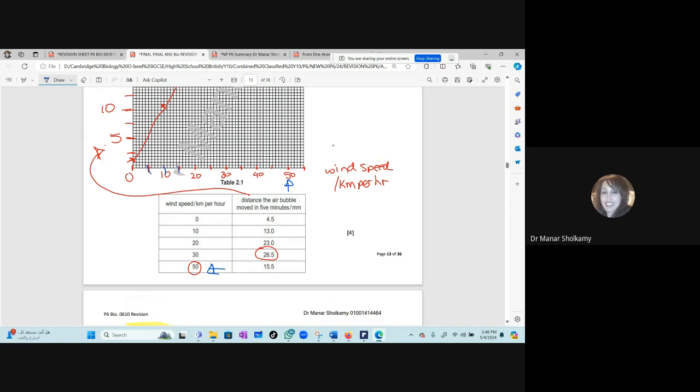This is 1, 2, 3, 4, 5, 6, 7, 8, 9, 10, 11. So I want to distribute. Or if, let's say, I want the 50 to end here at 10, very easy. So the 50 divided over the 10, so every box will be 5. I just wanted to show you how to get it.